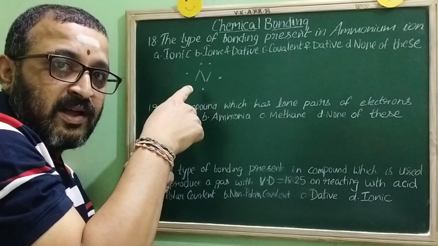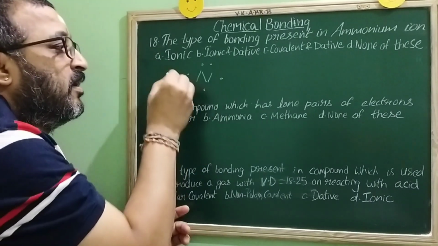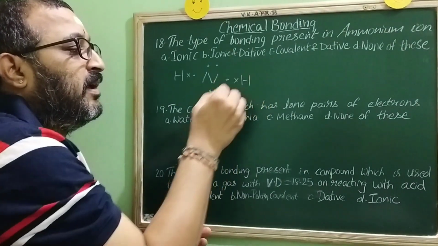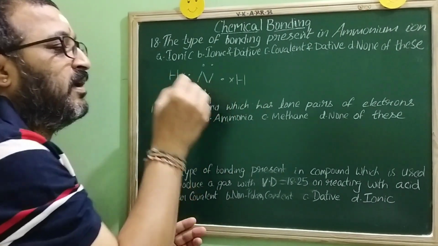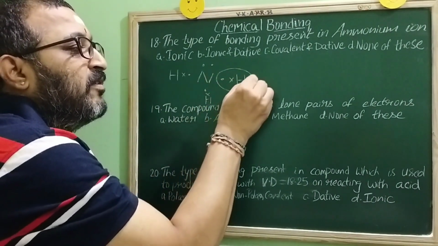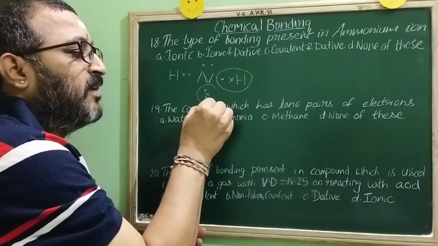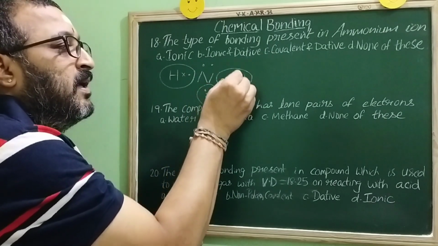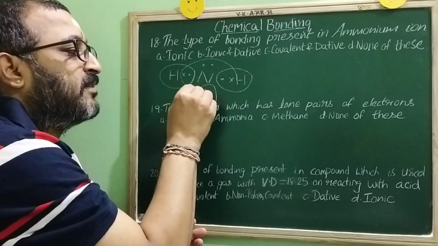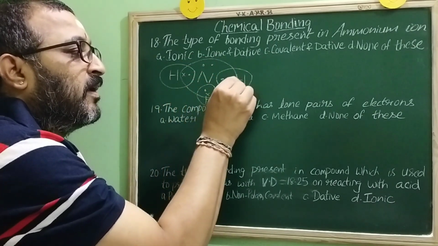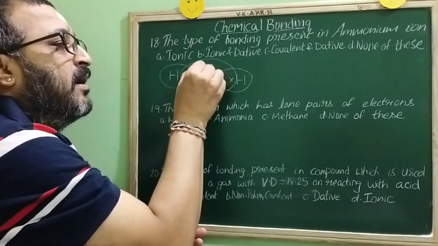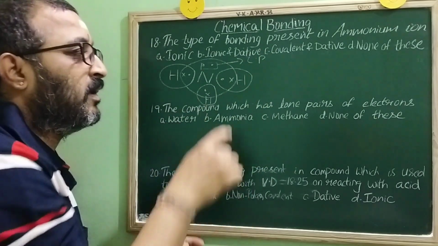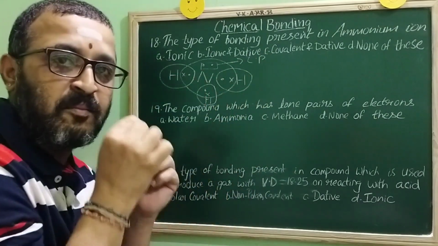I am trying to draw the electron dot structure of ammonia, children. Hydrogen, its electron. Hydrogen, its electron. Hydrogen, its electron. So this hydrogen has attained duplet, this hydrogen has attained duplet, and this one, duplet. And the nitrogen atom has attained what, children? Octet. And these two electrons we call as what? Lone pair. And these three are called bond pairs.